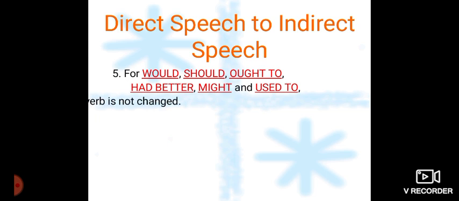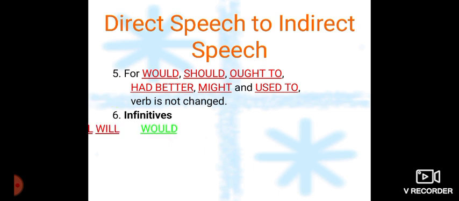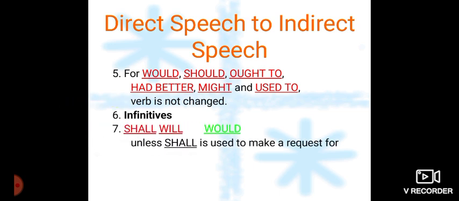So next, the fifth rule is that if "would", "should", "ought to", "had better", "might" and "used to" are there, the verb is not changed. Then when infinitives come, at that time also the verb is not changed. And then "shall" and "will" come; unless "shall" is used to make a request for instructions. Where the instruction is there, we want to change that to "should".